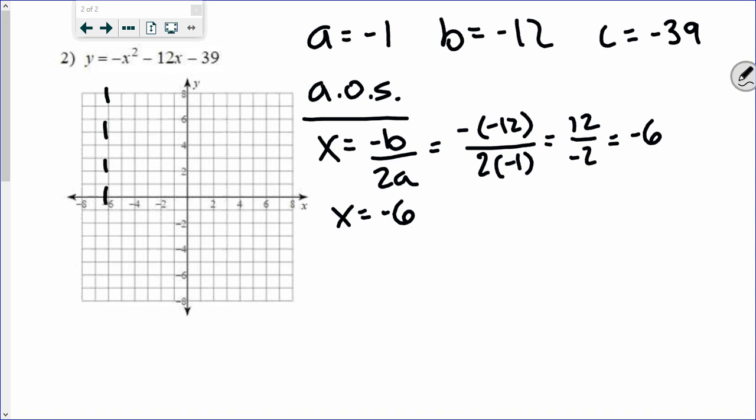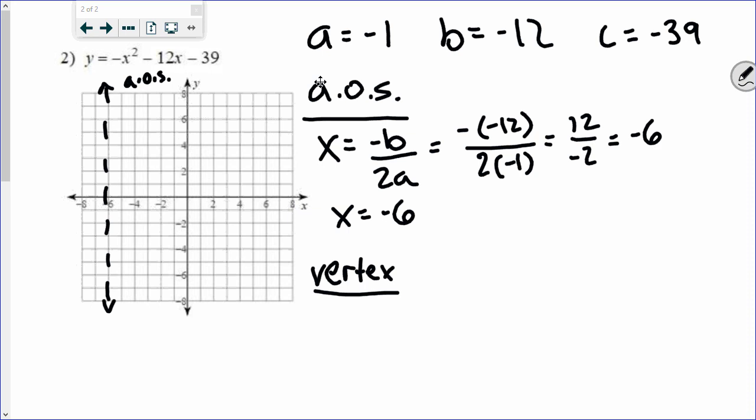Over here, x equals negative 6, and I get my axis of symmetry plotted. So my parabola is going to be reflected across this axis of symmetry. That gives me an idea, at least so far, of what my parabola should look like. The next thing to do would be to find the vertex.